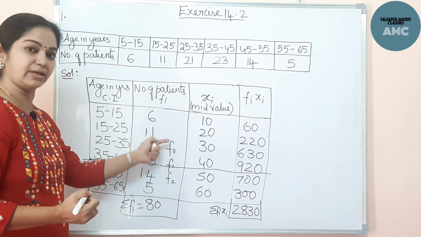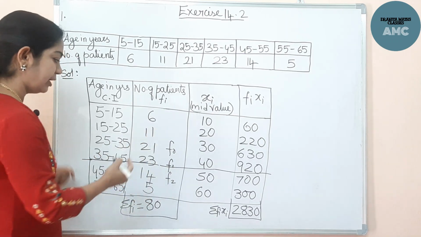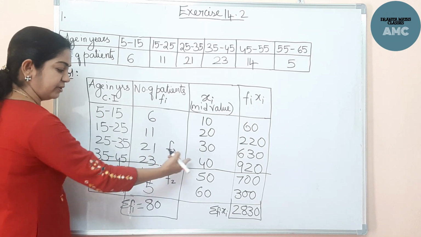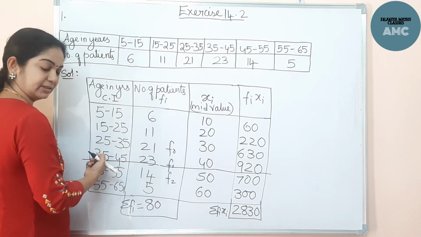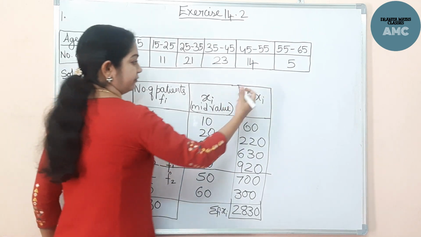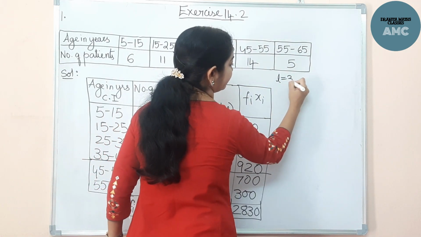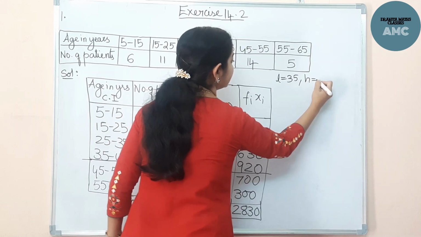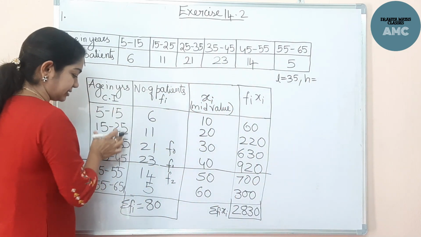The preceding is F0 and the succeeding is F2. Now, the lower boundary of the modal class here is 35. The upper boundary is 45. 35 is the lower boundary. Now, we will note all the values. 35. Now, H is the size or the height of the class interval.